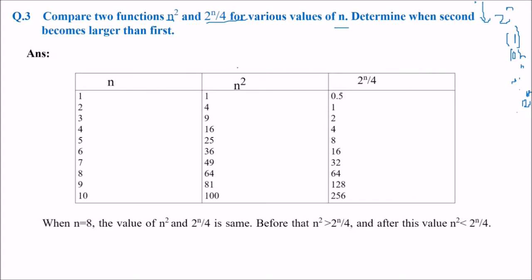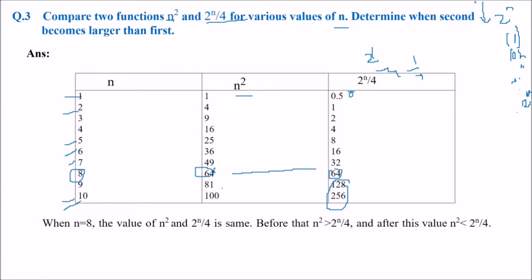So let us compare these two with respect to n. As we see, when we pass n here, it will be n square versus 2 to the power n by 4, that is 2 to the power 1 by 4, 1 by 4, that is 0.5, that is half. Then we start putting the values up till 10, and we see that at n equal to 8, they both are the same, 64, 64. Right?